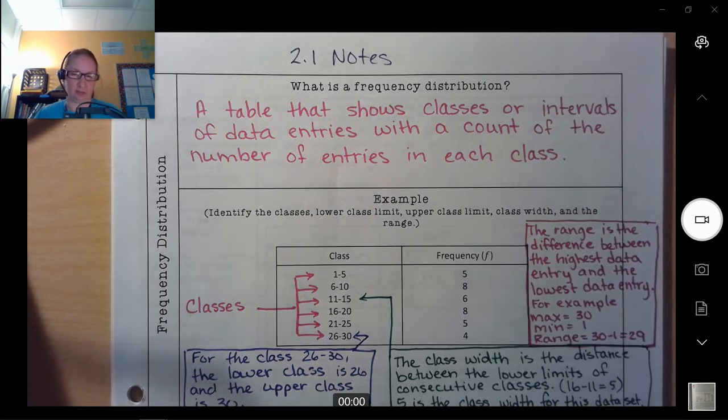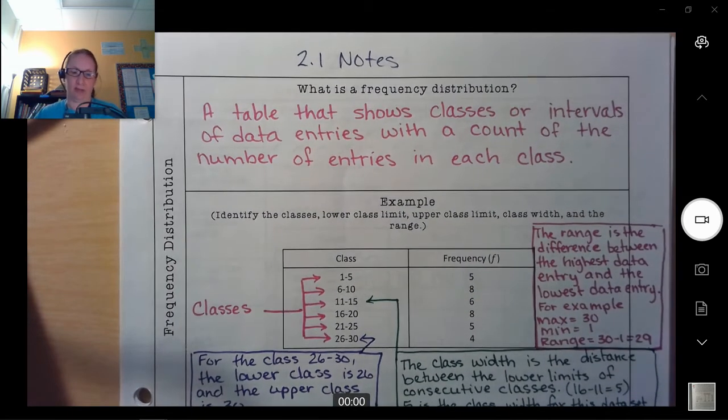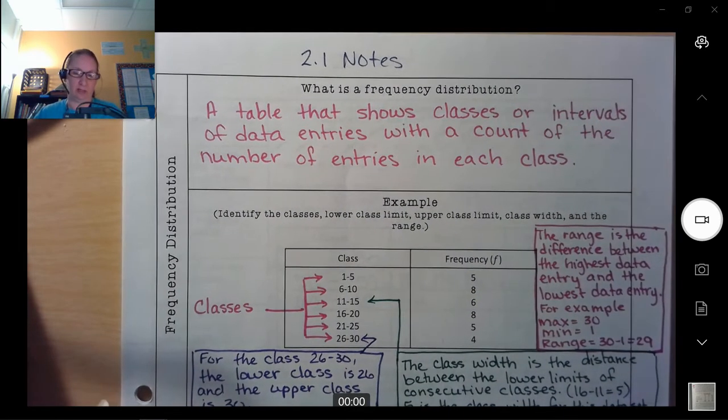This chapter has a lot of actual math going into it. A lot of it can be done on the calculator, and when we get to those sections where the calculator needs to be used, I will have a Desmos and TI-Nspire demonstration for those. So first we're going to start with 2-1, the frequency distributions.